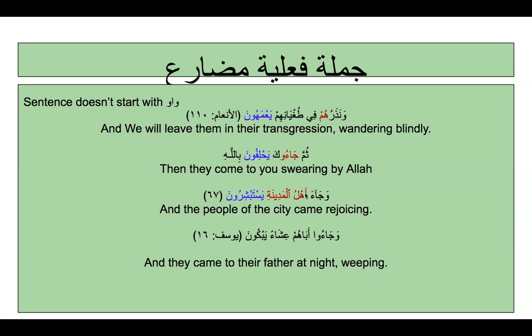My Sahibul Hal again is proper. Waja'u abahum isha'an yabkun, and they came to their father at night time. How did they come? And these are the brothers of Yusuf. How did the brothers of Yusuf come? Yabkuna. They came crying. They came weeping. So what is the sahibul hal for yabkuna? Wawul jama'a in ja'u. Everyone, is this clear so far?